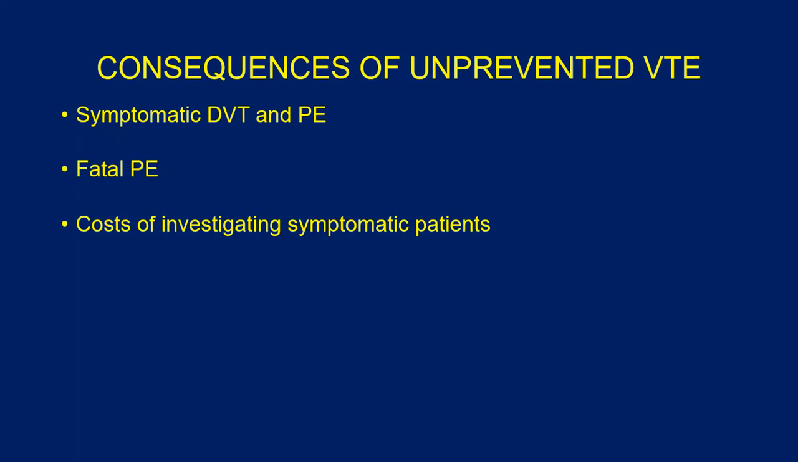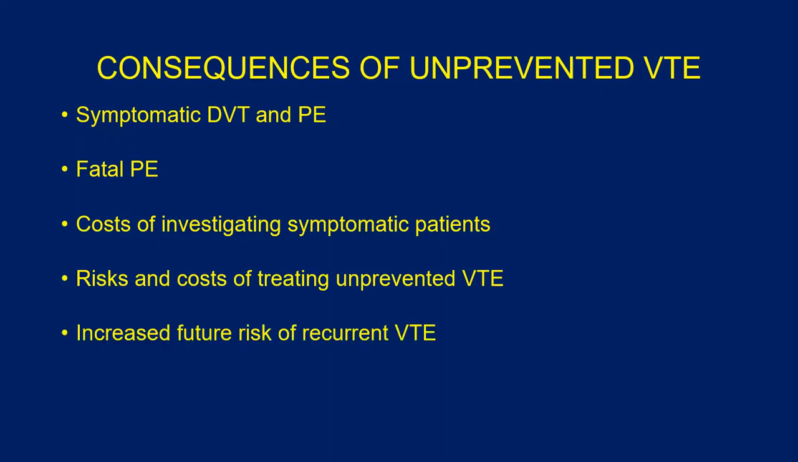Now, what are the consequences of an unprevented VTE? You can have a symptomatic DVT and PE. The major consequence that we all are trying to avoid is a fatal PE. There are the inherent costs of investigating symptomatic patients, the risks and costs of treating unprevented VTE, and the increased future risk of recurrent VTE. And then you have chronic postthrombotic syndrome as well, which is chronic leg swelling, discomfort, or dermatitis and leg ulcers that can occur in a patient who's had a DVT.